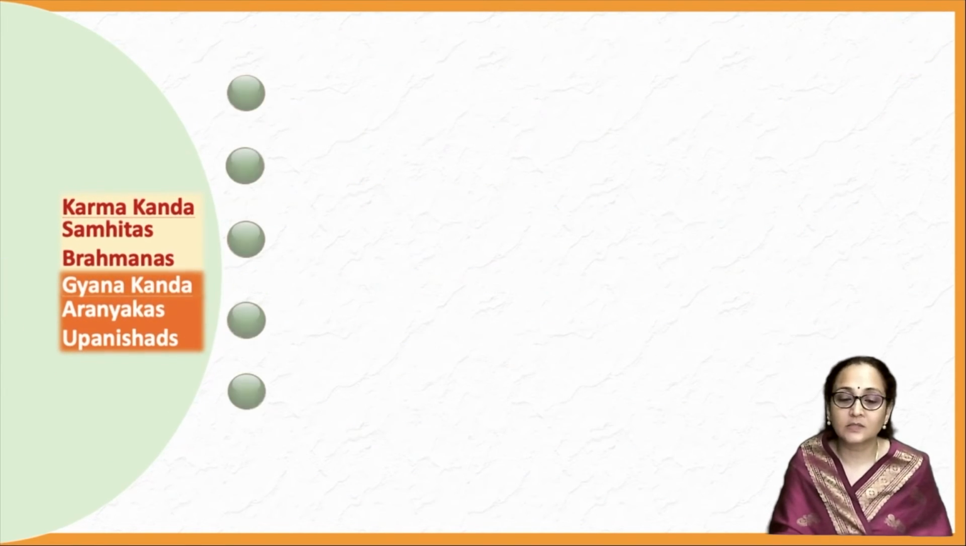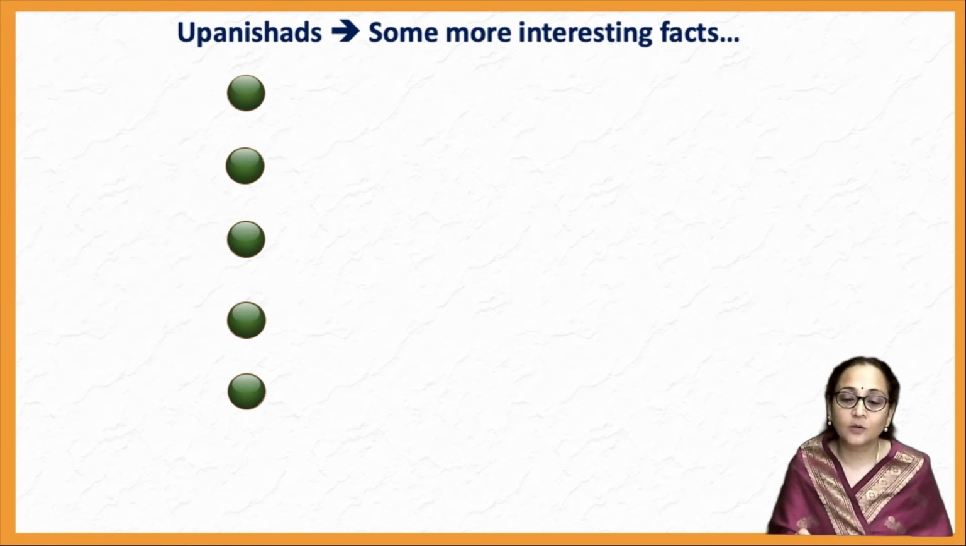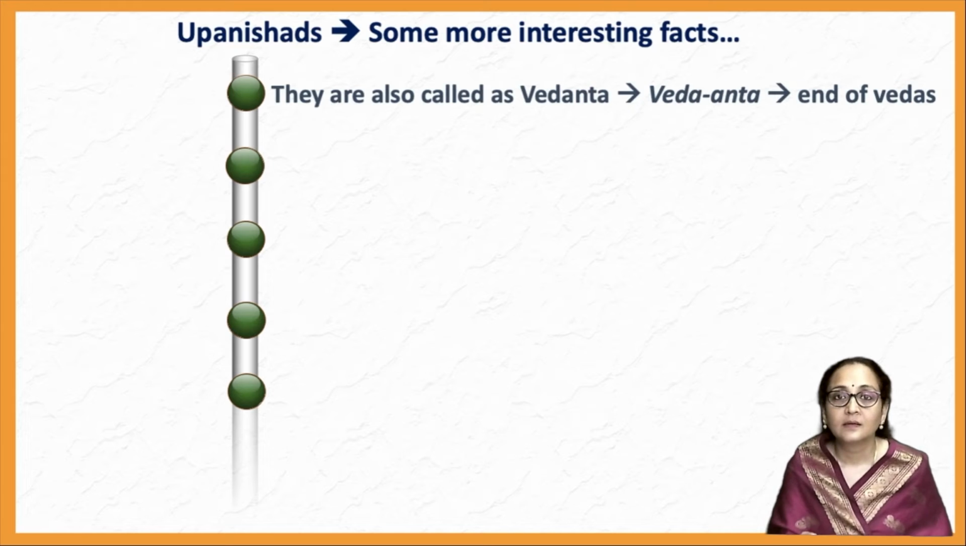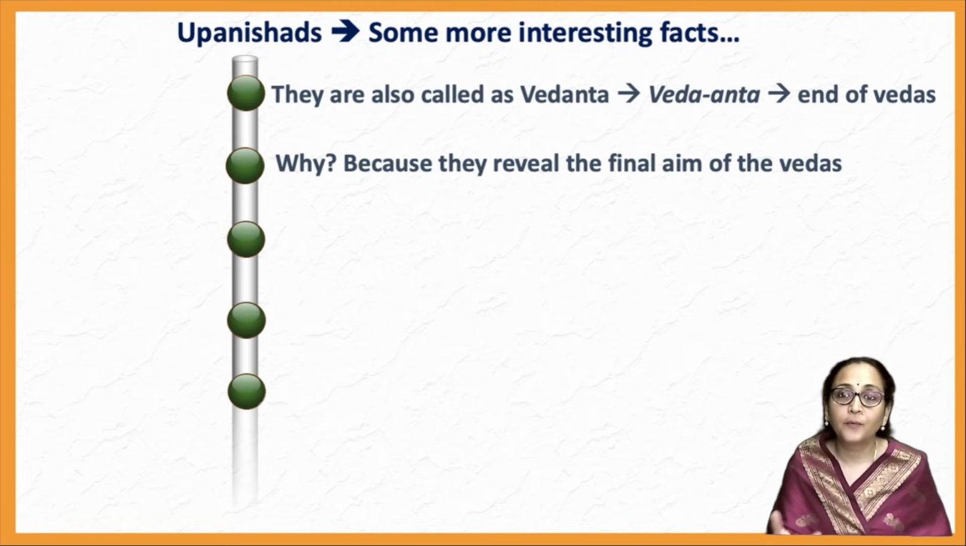Now, a little more about this Vedanta, that is Upanishads. Upanishads are also called Vedanta. Veda Anta, that is end of the Veda. Why did they have this word Vedanta? Because they reveal the final aim of the Veda.